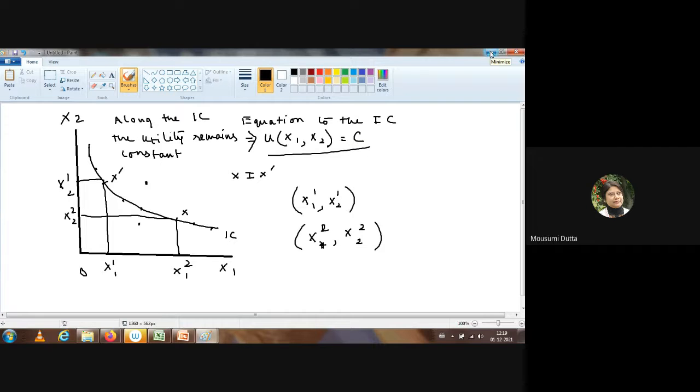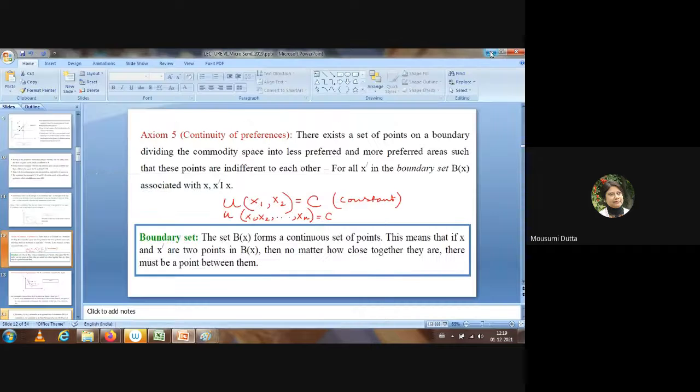Yes, satisfaction and utility are similar. Okay, these are the same. Actually, we use the term utility in the context of microeconomics.